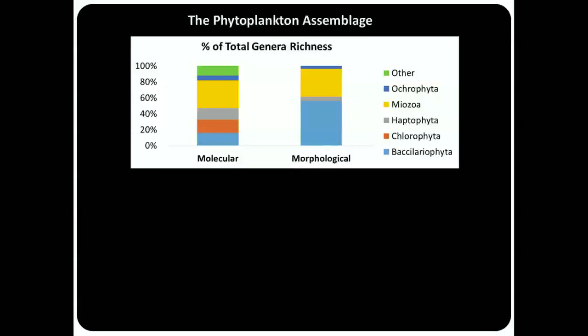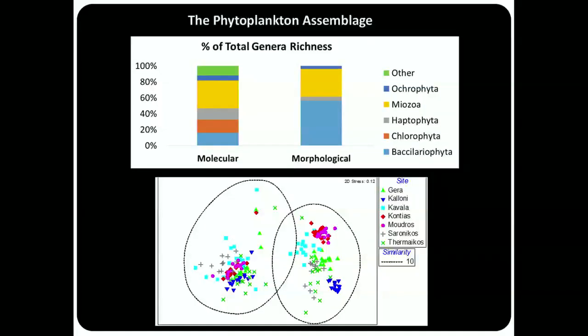For example, it can see ochrophytes, haptophytes, and chlorophytes, as well as other groups, whereas the morphological approach is more sensitive to diatoms and dinoflagellate species. So these groups that are not detected in the morphological approach might be because they are quite small and they are very difficult to identify taxonomically. But this different sensitivity also reflects the different compositional dissimilarity between our samples.